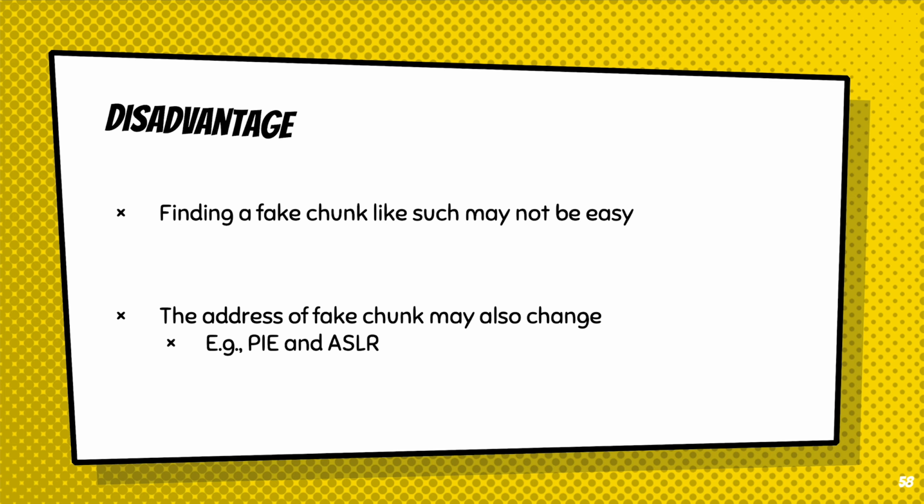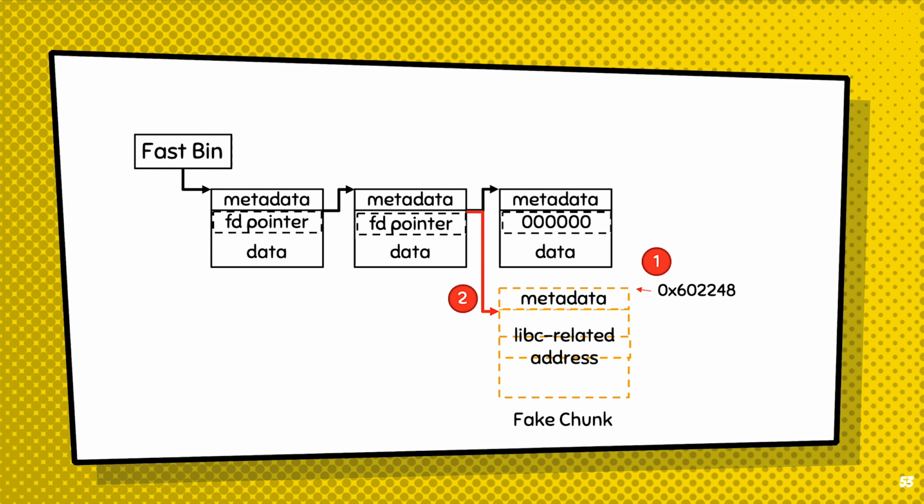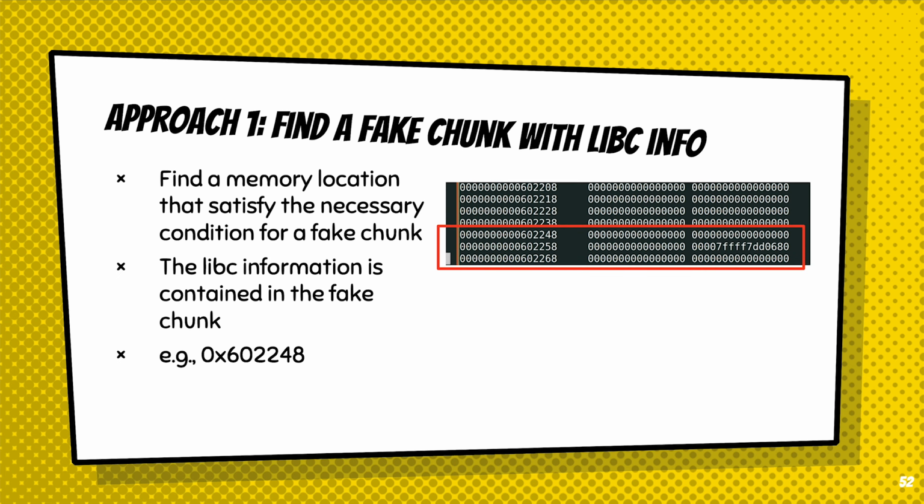And sometimes it really depends on the luck, because you have to find a specific memory that satisfies all the conditions to be a fake chunk, as well as contains the information regarding the Libc's memory. Also, such approach will not be able to work if the address of the fake chunk also changes when the program is executed. For example, in our case, the address that I find is related to the execution of the program. This is inside the data segment of the executing program.